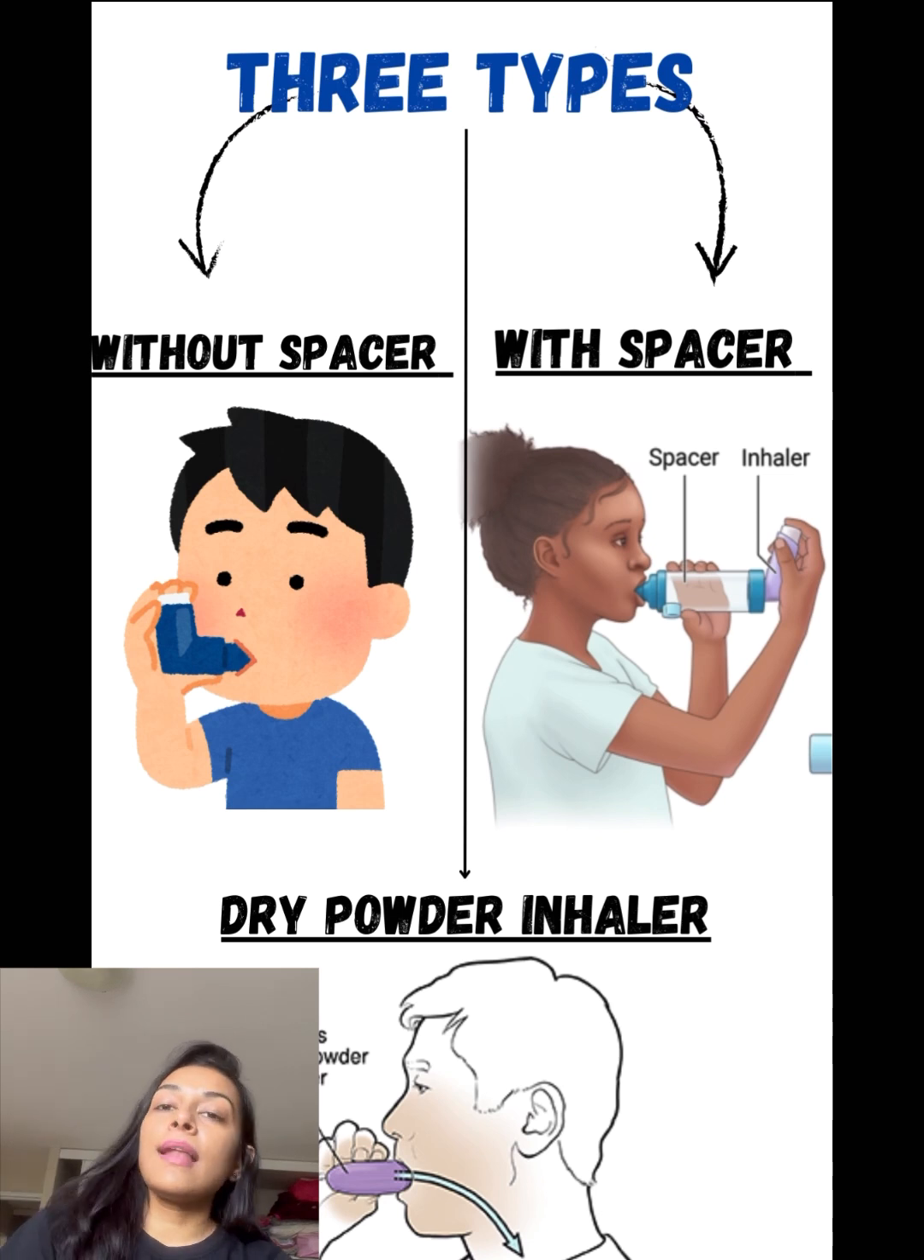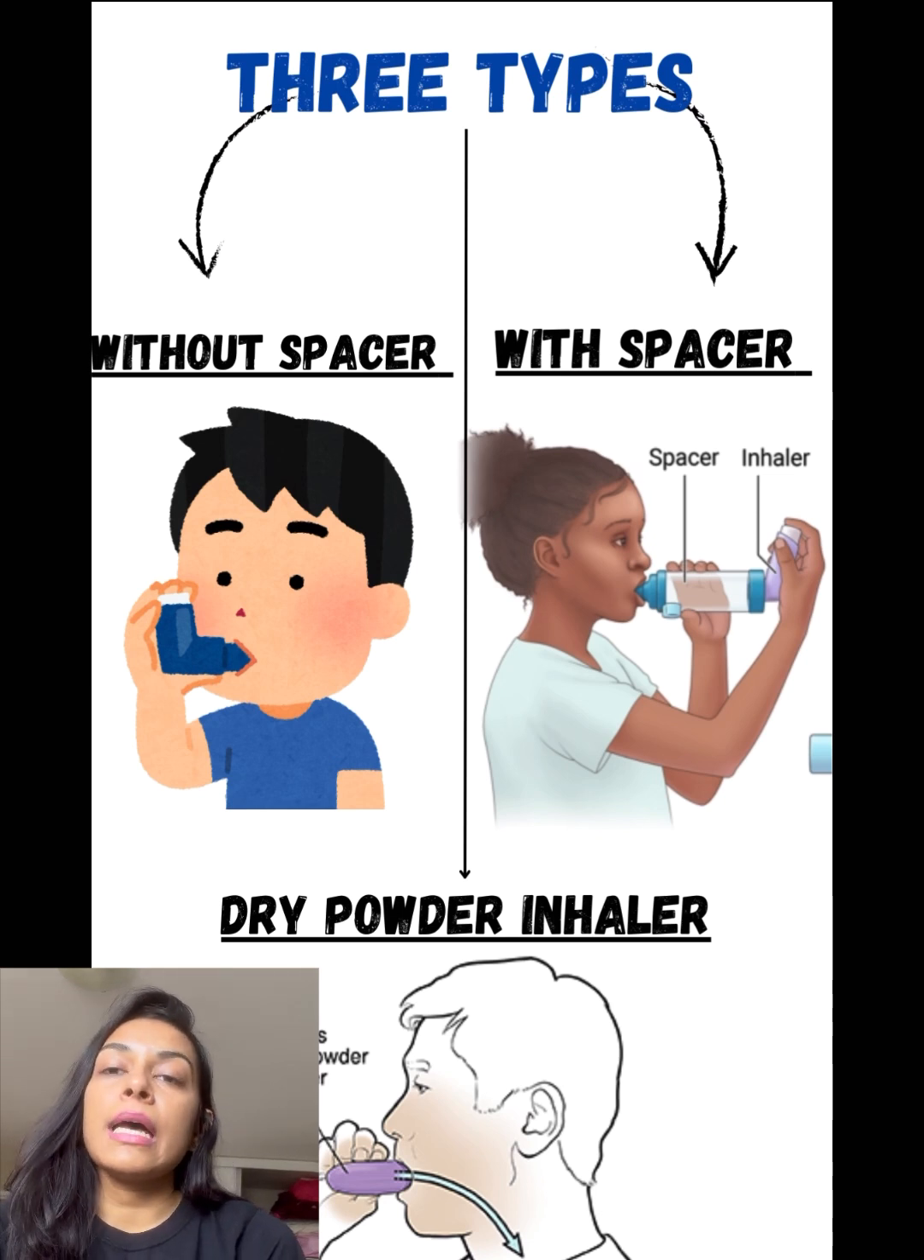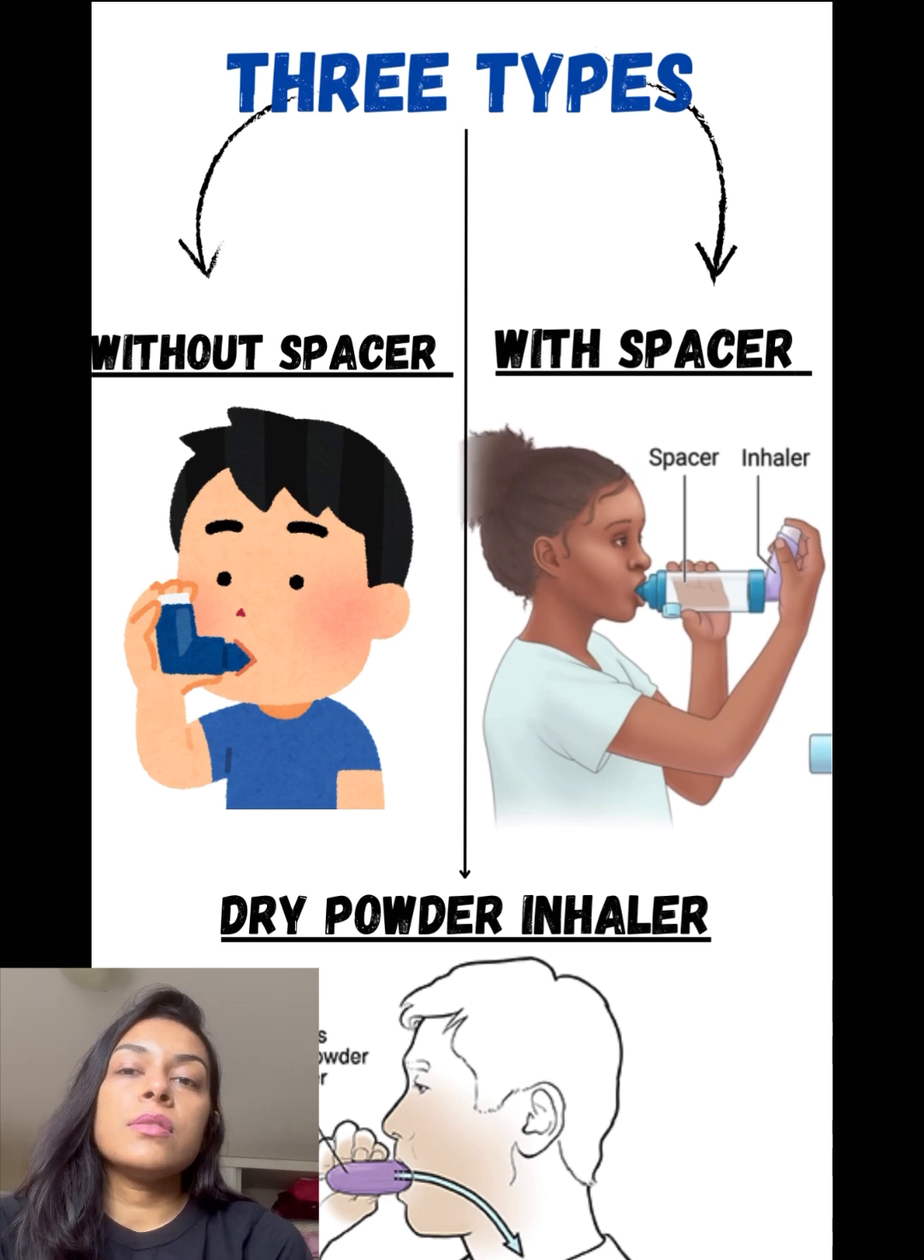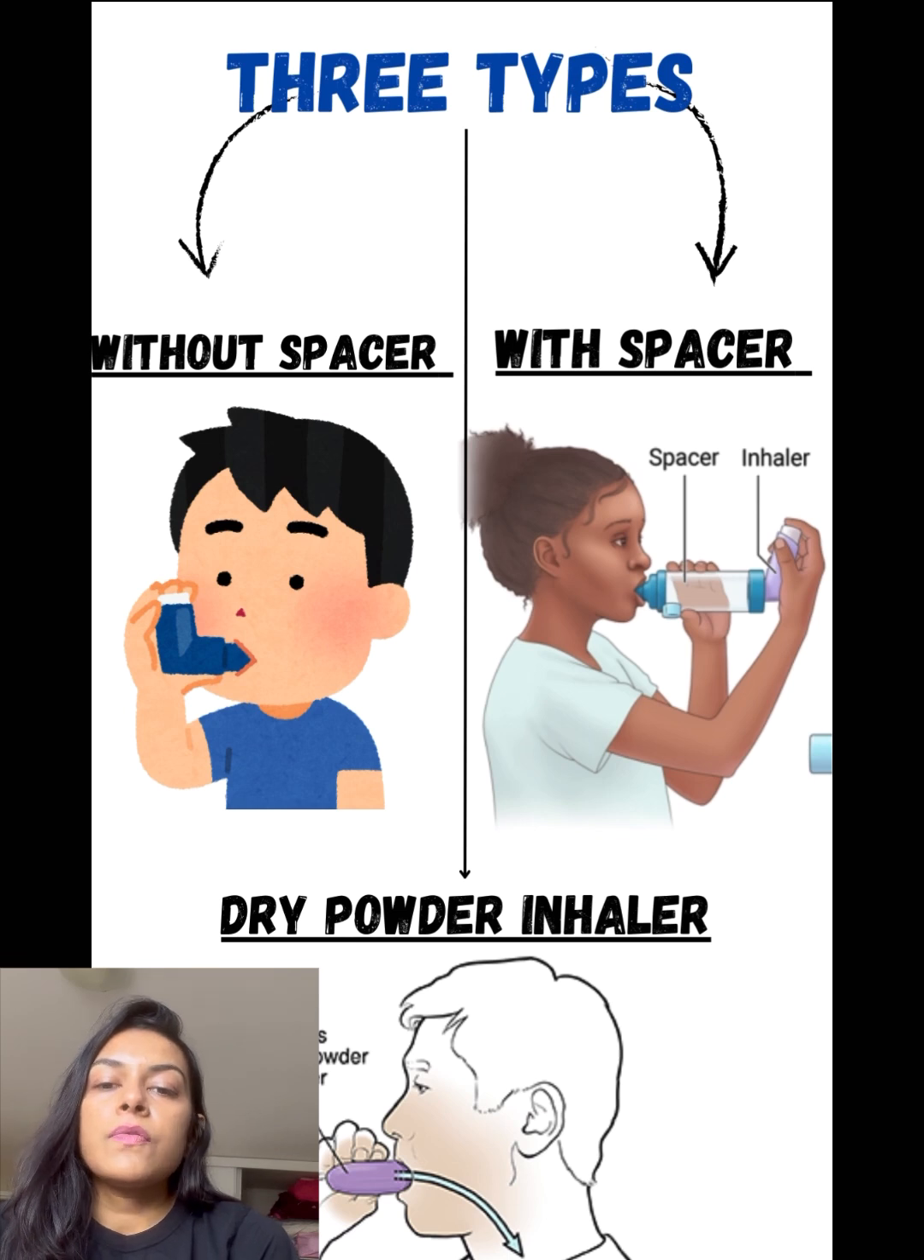So today we are learning about metered dose inhalers, their types, and the interventions which we have to follow as a nurse in our clinical settings. In metered dose inhalers, there are three types: without spacer inhaler, with spacer inhaler, and dry powder inhaler. So, what is the difference between without spacer and with spacer?